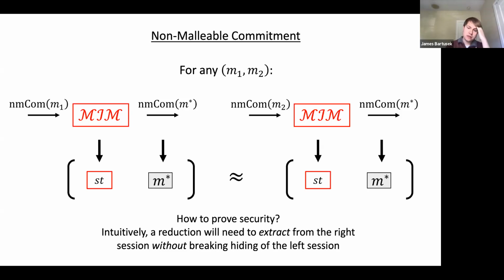If you think about it intuitively, what a reduction will have to do at some point is to interact with the man in the middle. The reduction is going to have to produce this distribution, and in order to do that, it's going to need to extract from the man in the middle what value it committed on the right, while at the same time not breaking the hiding of the commitment on the left, because realistically this hiding is going to be based on some hard computational assumption that the reduction will be reducing to. Okay, so that's the paradigm in non-malleable commitments: how do you extract on the right while maintaining hiding on the left?